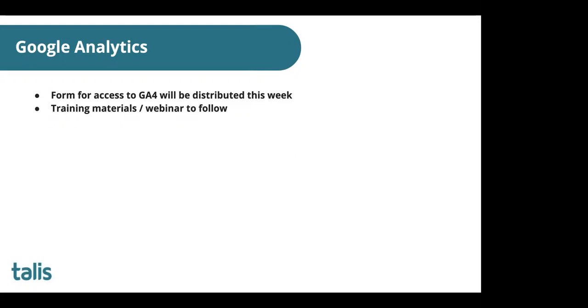So we will be sending out a form just asking each institution to consider who actually needs access to Google Analytics going forward. Then we will be collating those, and those are the people that will have access to the Google Analytics 4 properties that we've currently been setting up. And then, as it says on the slide, there will be some training materials and probably a webinar to follow where we actually look at the possibilities available within Google Analytics 4.